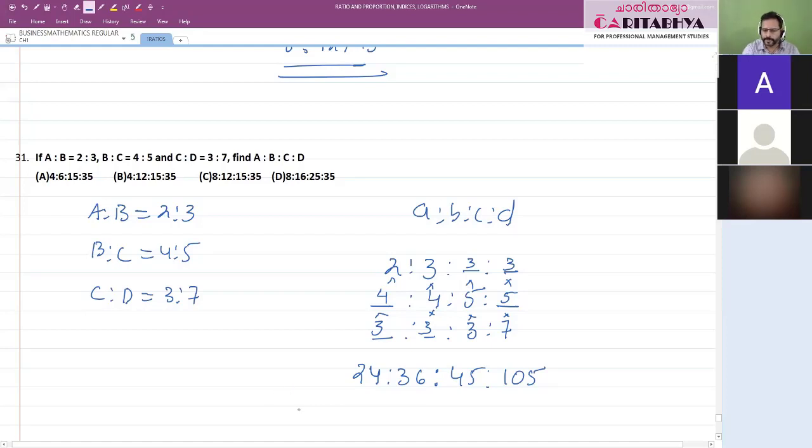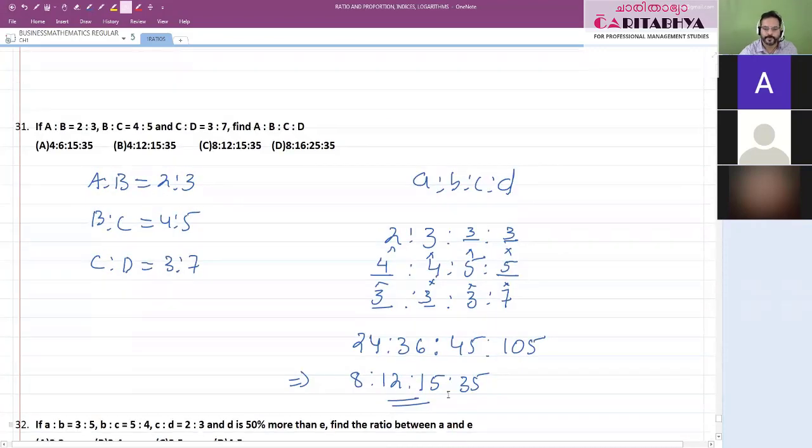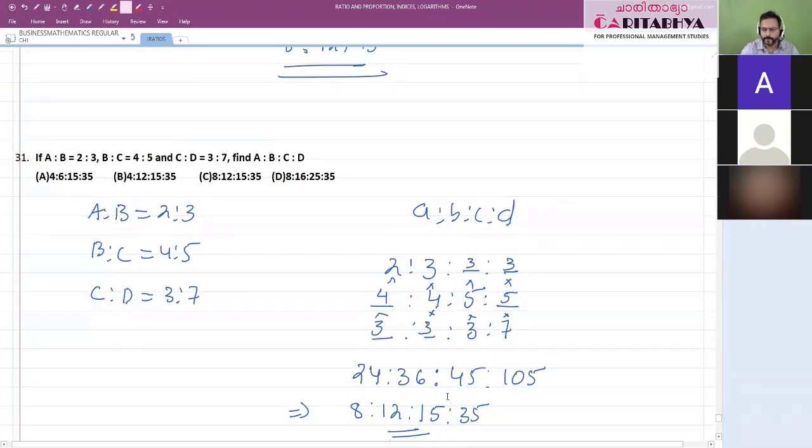So now we have a simplified form. In 24, 36, 45, that means everything is divisible by 3. So 24 divided by 3 is 8, 36 divided by 3 is 12, 45 divided by 3 is 15, 105 divided by 3 is 35. So 8 is to 12 is to 15 is to 35.